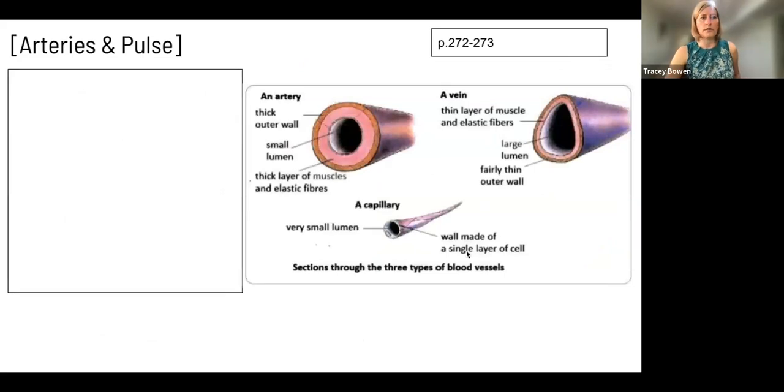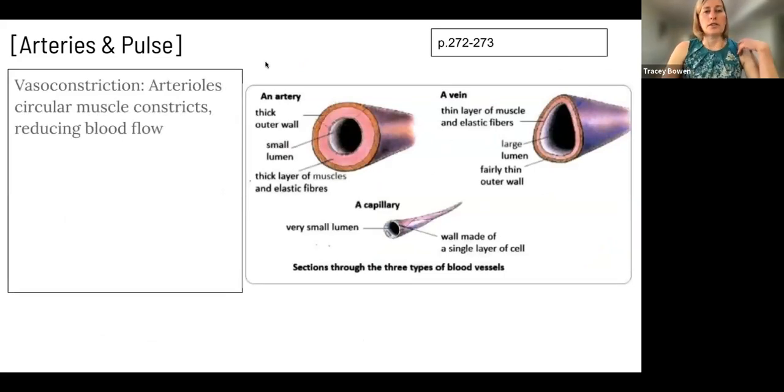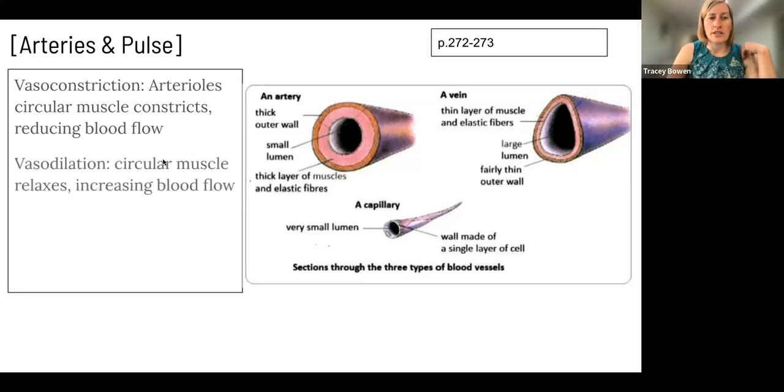All right, so arteries can also undergo vasoconstriction or dilation. Arterioles are the intermediary point between arteries and capillaries, so they're getting smaller. If an arteriole is experiencing vasoconstriction, that means that circular muscle in the artery is going to be constricting to reduce blood flow. Whereas with vasodilation, the circular muscle is going to relax, and that's going to increase blood flow. The circular muscle is the inside muscle part here in an artery.